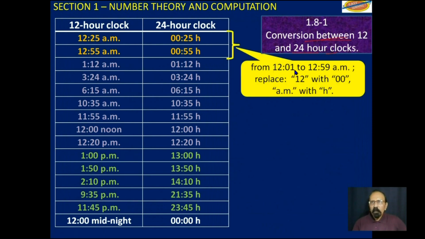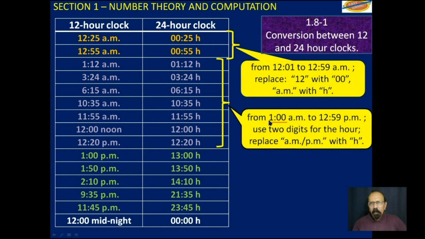So let's look at the conversion again between the 12-hour and the 24-hour clock. From 12:01 to 12:59 a.m., you replace the 12 with 00, and you replace the a.m. with h. For example, 12:25 a.m. becomes 0025 hour, and 12:55 a.m. becomes 0055 hour.